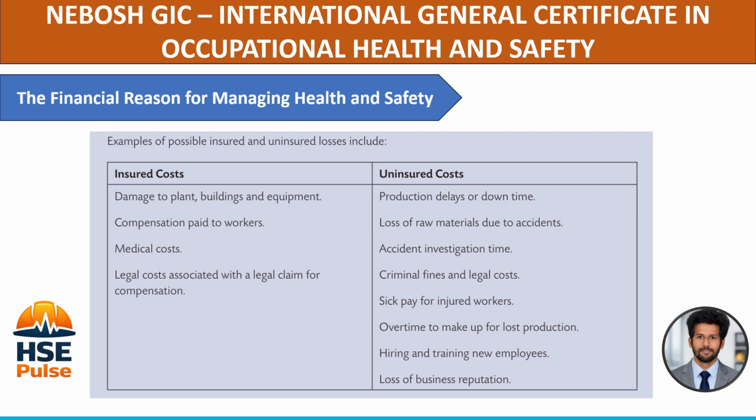Now let's come to uninsured costs. Examples of uninsured costs: production delays or downtime of the equipment, loss of raw materials due to accidents, time invested in accident investigation to identify the root causes of the accident, criminal fines and legal costs, sick pay for injured workers, overtime to make up for lost production, hiring and training new employees, loss of business reputation. These will not be insured by the insurance companies.